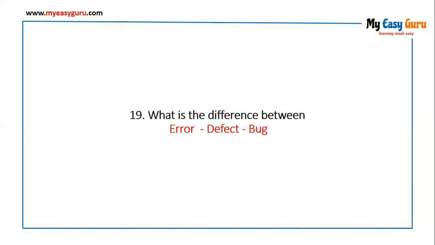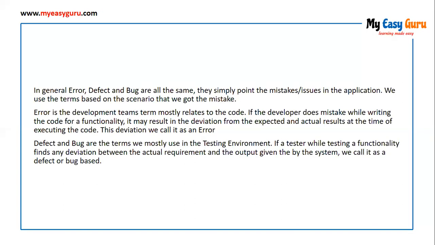Next question. What is the difference between error, defect, and bug? So let's see what is the difference between these three words, error, defect, and bug. In general, error, defect, and bug are all the same. They simply point to the mistakes, issues in the application. We use the term based on the scenario in which we found the mistake.